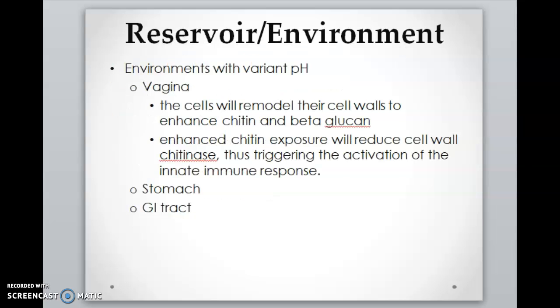Reservoir and environment. The organism can survive in environments with variant pH. The vagina is an acidic environment, but Candida albicans will remodel their cell walls to enhance chitin and beta-glucan. It also resides in the stomach and in the GI tract.